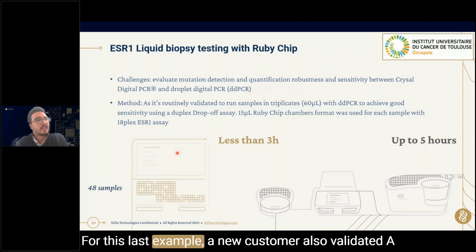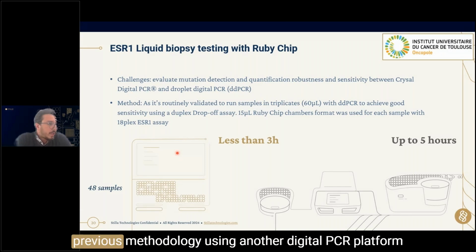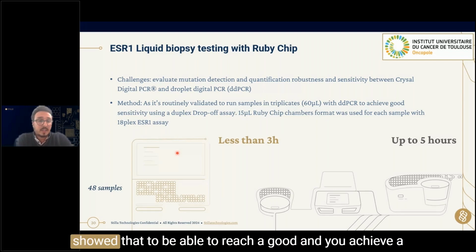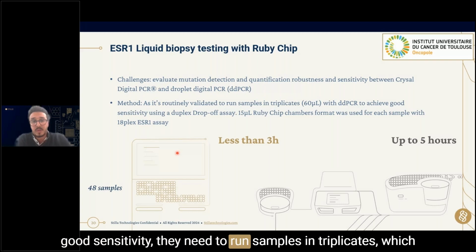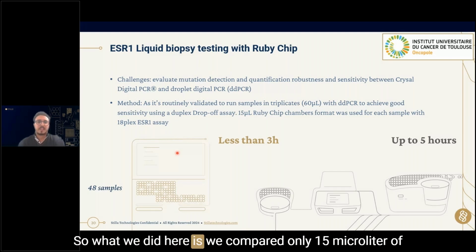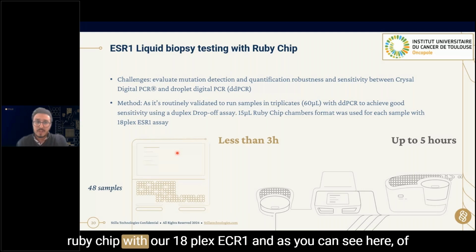For this last example, a new customer validated a previous methodology using another digital PCR platform with a duplex drop-off assay. In their validation, they showed that to achieve a good sensitivity, they need to run samples in triplicates, which means they need 60 microliter of input volume. So what we did here is compare only 15 microliter on the Ruby chip with our 18-plex ECR1 assay.